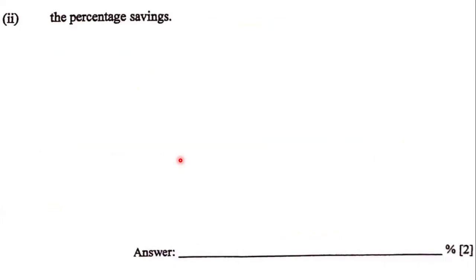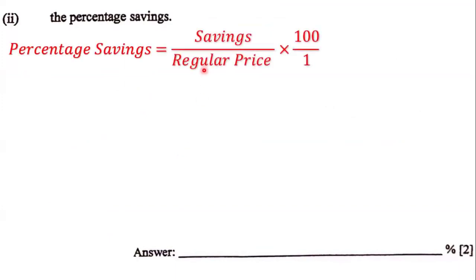Next, it says to determine the percentage savings. Now, in order for us to determine the percentage savings, we have to take the savings, the amount that was saved, and divide that by the regular price. So we create this fraction, and then we have to convert it into a percentage. So we multiply it by 100. And so we have the savings all over the regular price, that's the fraction, and we multiply it by 100 to change it into a percentage.